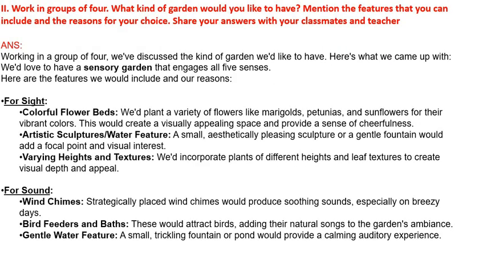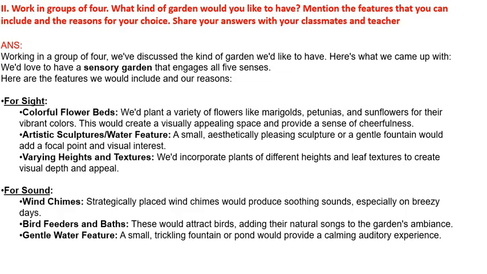Now work in groups of 4. What kind of garden would you like to have? Mention the features that you can include and the reasons for your choice. Share your answers with your classmates and teacher. Working in a group of 4, we have discussed the kind of garden we would like to have. Here's what we came up with.